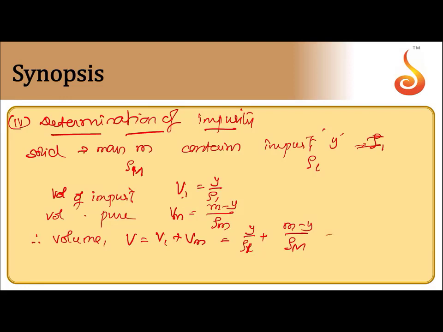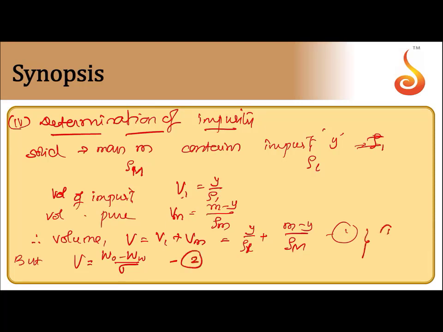But I'll call this equation 1. But we can also represent the volume like this. Volume is equal to W0 minus its weight in water divided by sigma, that is the density of water. So, this is your equation number 2.